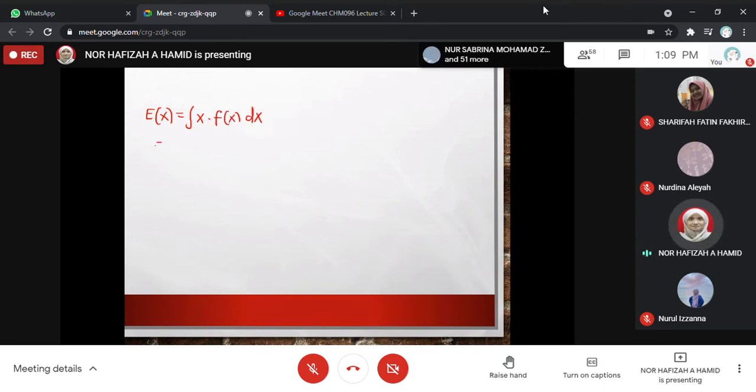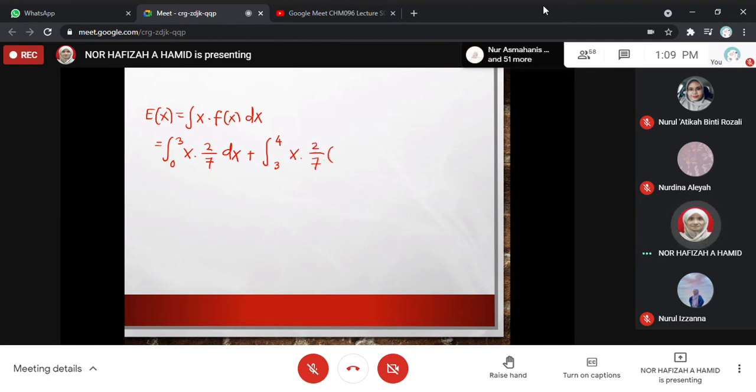So equal to, the first function is from 0 until 3, and we have x multiplied with the function. The first function is 2 over 7, dx. So we need to plus with the second interval, from 3 until 4, and x times with the fx, which is 2 over 7 times 4 minus x dx. So this is your general formula.